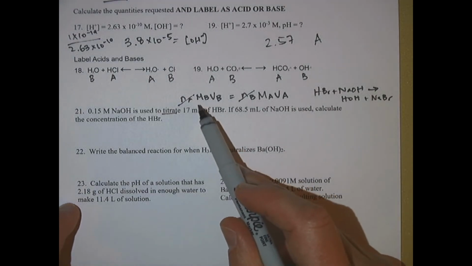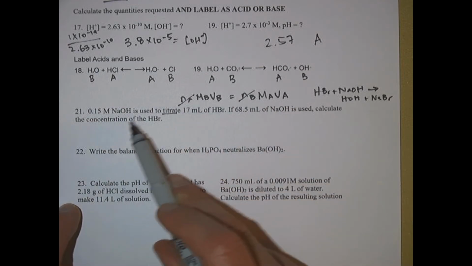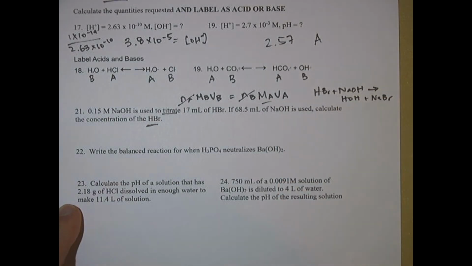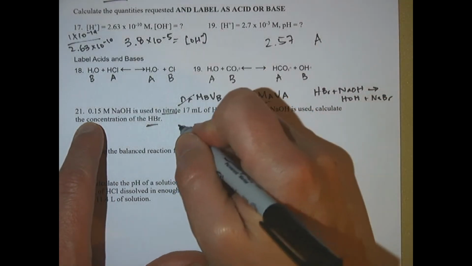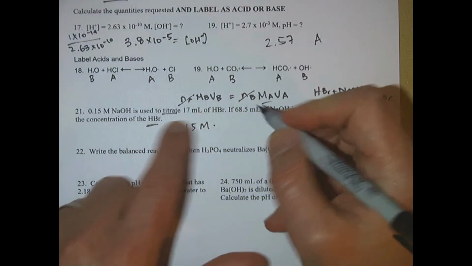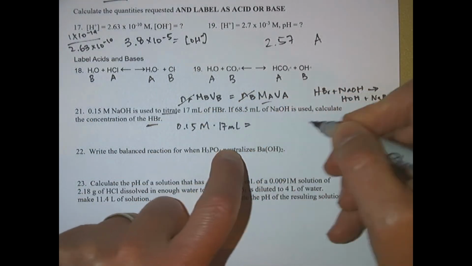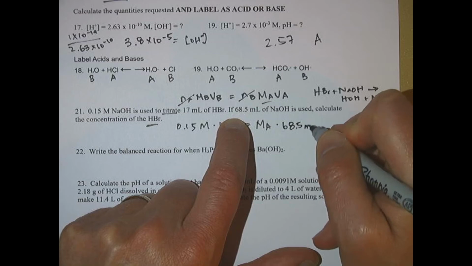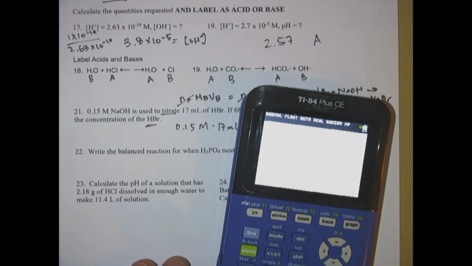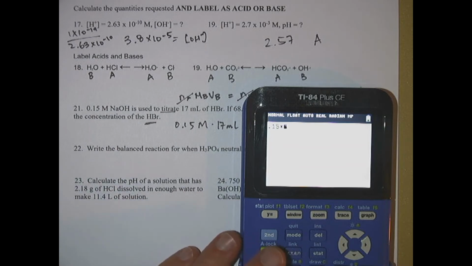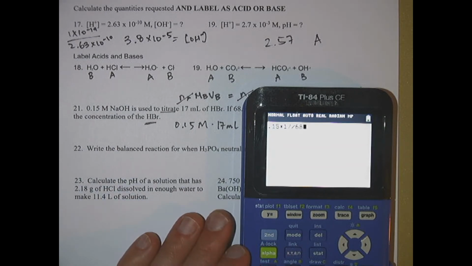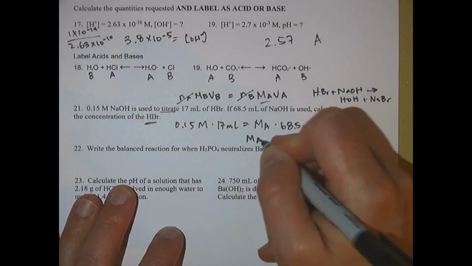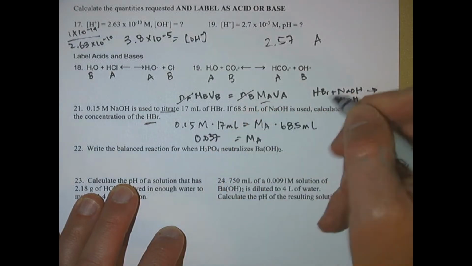Now you're just going to plug in molarity and volume of base, molarity and volume of acid, and it looks like in this problem we're solving for the concentration of the HBr, that's the acid, so we're solving for this variable right there. So the molarity of the base is 0.15 molar, the volume of the base is 17 milliliters. The volume of acid is 68.5 milliliters. So just divide both sides by 68.5. 0.15 times 17 divided by 68.5. I got 0.037. So molarity of the acid equals 0.037 molar.